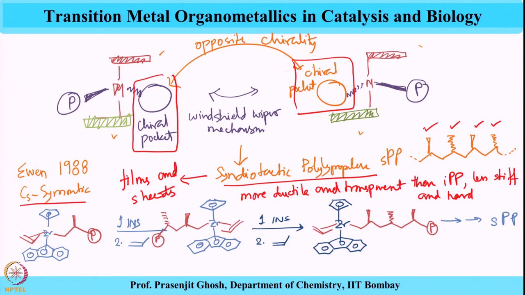So, this was a nice demonstration where one could control the microstructure of this polymer insertion using symmetry. So, what we saw is that C2 symmetric catalyst produced isotactic polypropylene, whereas CS symmetric catalyst produced syndiotactic polypropylene.